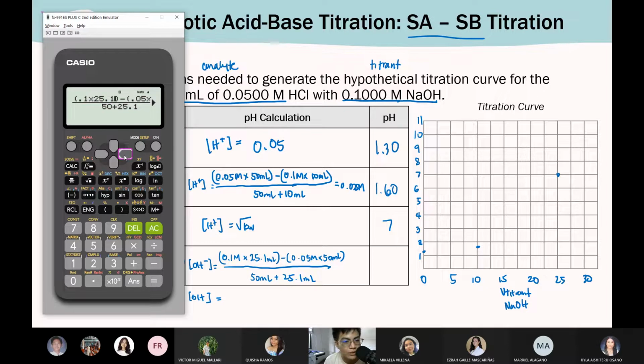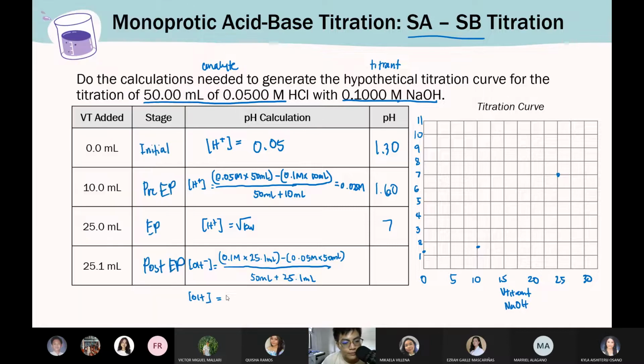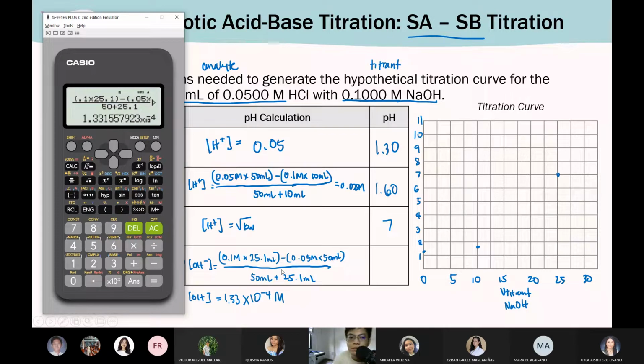0.1 times 25.1 minus 0.05 times 50 divided by 50 plus 25.1. So, this is the concentration of our OH. Ayan. So, 1.33 times 10 raised to negative 4. Ayan yung concentration ng OH. So, paano mo kukunin yung pH? Sige, kayo naman mag-solve ng pH. Kasi nakuha ko na yung concentration ng OH. So, try to solve the pH of the solution.